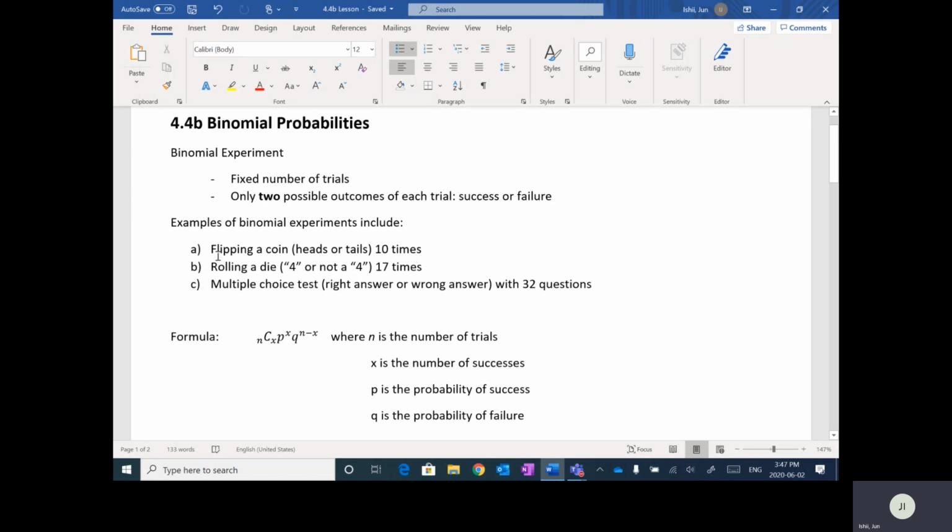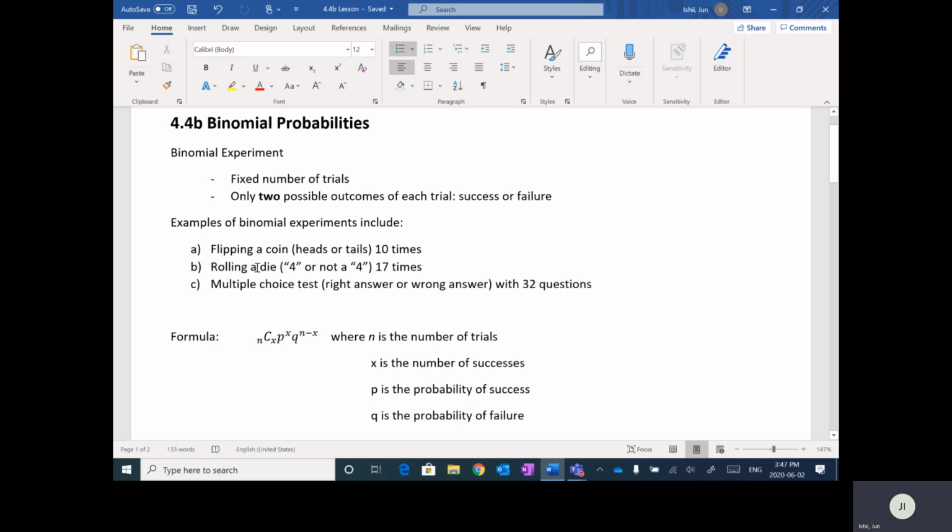For example, one binomial experiment would be, let's say you flip a coin 10 times. Each flip of the coin would be considered a trial, so that's the fixed number of trials. There's only two possible outcomes: you could either get heads or you could get tails. So one question would be, calculate the probability of getting 3 heads if you flip a coin 10 times. That would be a binomial experiment.